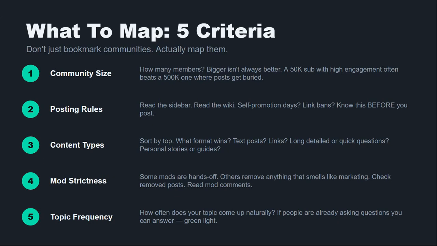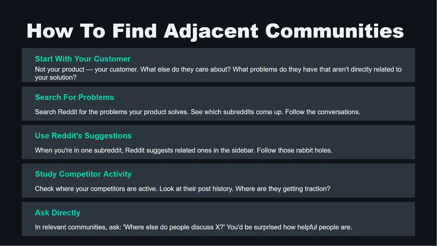And then the fifth one is your topic. How often is it coming up? Right? So naturally, how often is it coming up? The one that I like is Chrome extensions. And when people are looking for how do I promote my extension, boom, I'm in there with Network Nexa. Right? So, if people are already asking questions you can answer, that's a green light. That's where you want to be. You want to be answering those questions, and you want to have that mapped out for you.